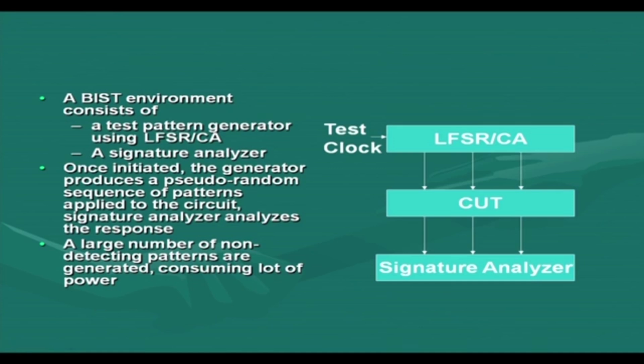Now, in built in self test, we have a test pattern generator which may consist of a linear feedback shift register or cellular automata or some counter based architecture, whatever it is. Then we have the circuit and a signature analyzer. Once we initiate this testing process, the generator will produce a pseudo random sequence of patterns, which are applied to the circuit. The circuit will come up with the response and this response will be analyzed by the signature analyzer.